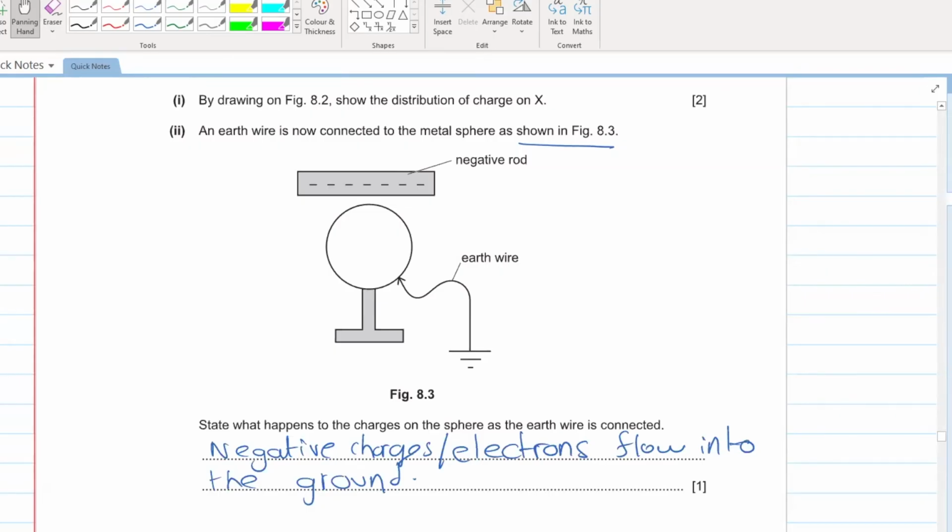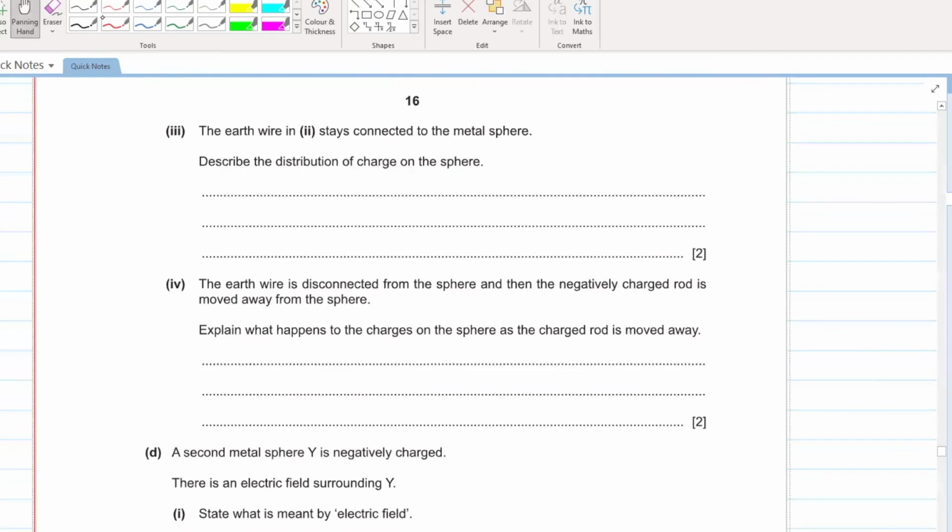The top of the sphere will remain positive. See, the earth wire will stay connected, what does that mean? Negative charges will keep on flowing to the downside. Only the top region of the sphere will be positively charged and the bottom region will be neutral, or you can say uncharged.